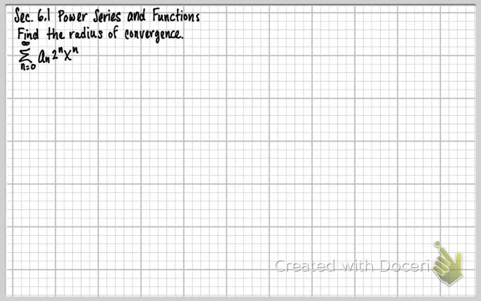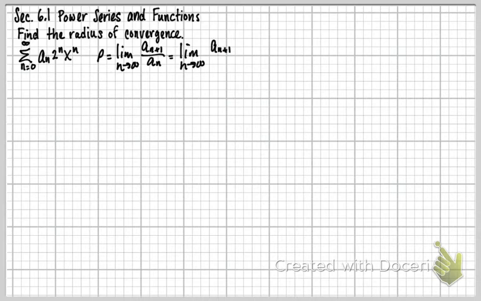So this problem just says find the radius of convergence. So essentially, we're just going to do the same thing. We're going to do the ratio test. So I have my rho equaling my limit as n goes to infinity of a sub n plus 1 over a sub n.